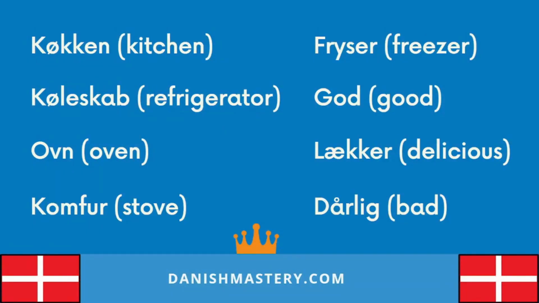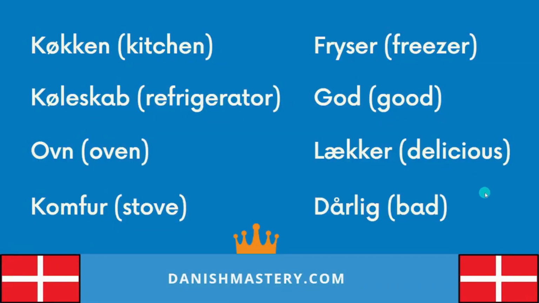God. Good. Lækker. Delicious. Dårlig. Bad. Now, of course, some of these can also be used in other contexts, but they are very useful when you talk about food. So, køkken, køleskab, ovn, komfur, fryser, god, lækker, dårlig.